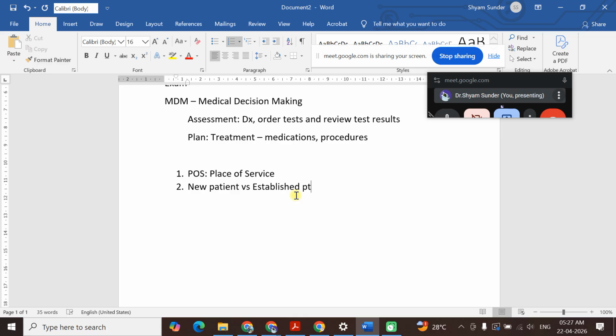All right. So you must know to assign E/M level codes. First thing you should know is the place of service, very important. The second thing is, in case of outpatient, you should know whether the patient is new or established patient.